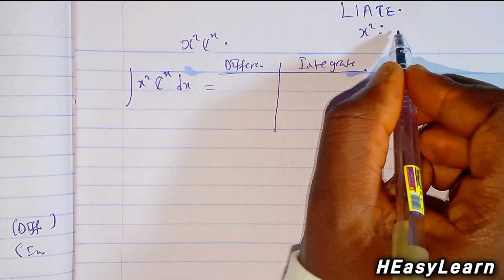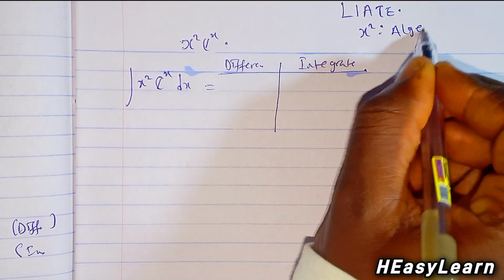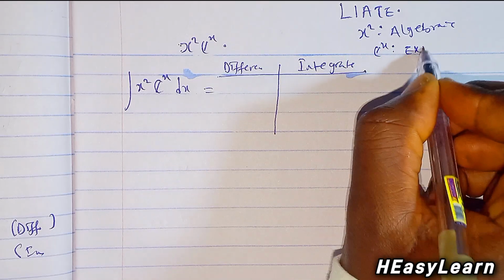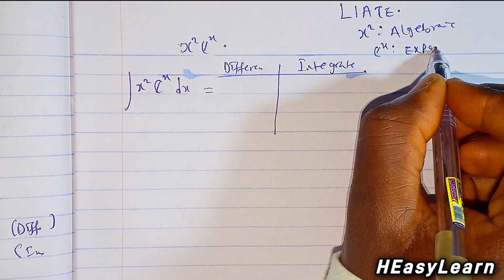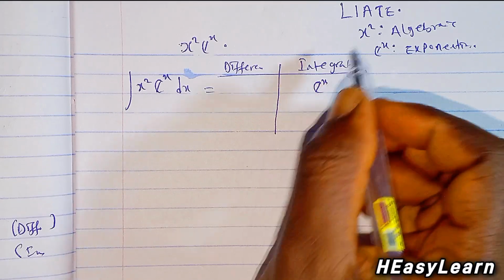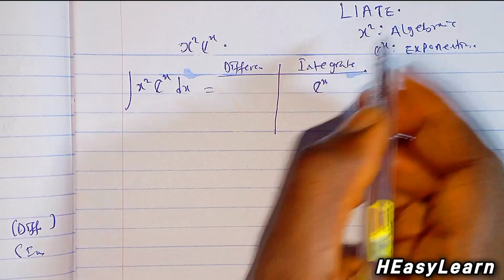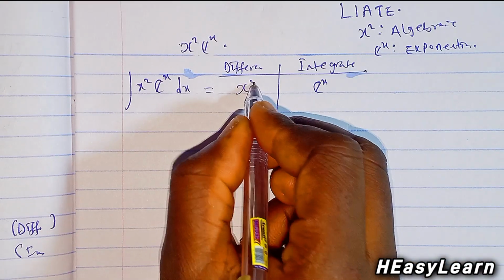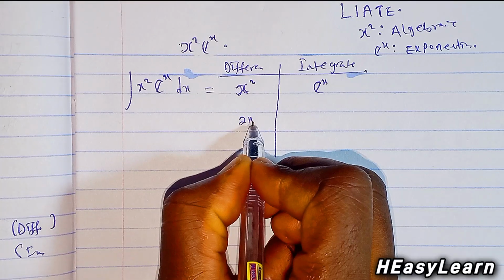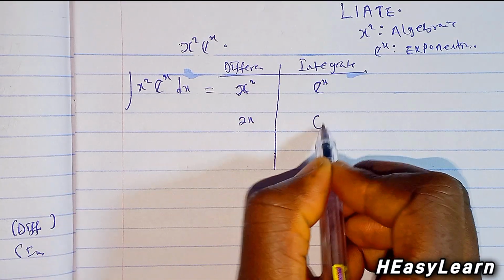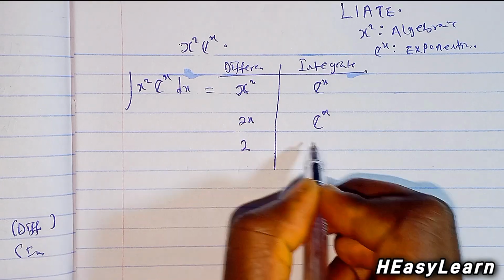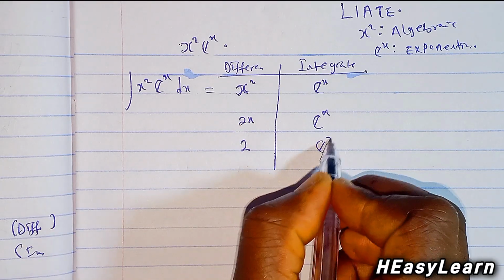X squared is a polynomial, which is an algebraic function. Exponential x is an elementary exponential function. So we are going to integrate exponential x, because A comes before E, and we differentiate x squared. What is the derivative of x squared? It is 2x. What is the integral of exponential x? It is exponential x. What is the differential of 2x? It is 2. The integral of exponential x is exponential x.